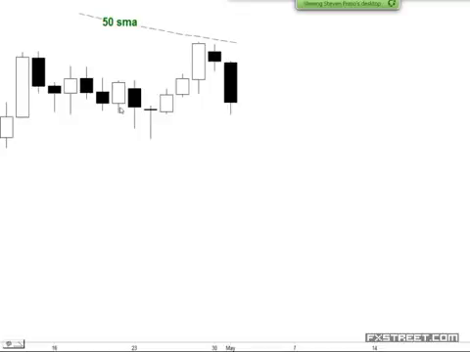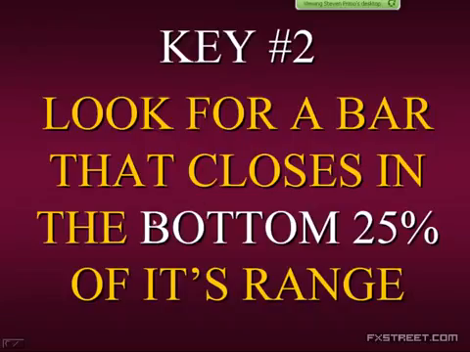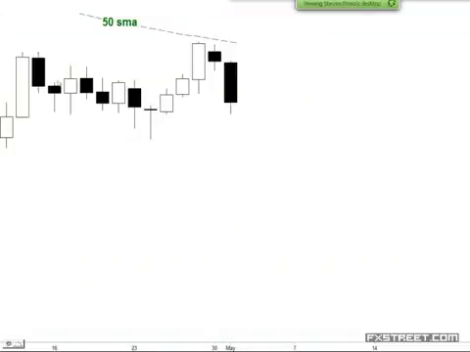Okay? Now we're going to look for a bar that closes in the bottom 25% of its range. So we look at these bars here, and these bars in red all closed in the bottom 25%. Remember, the bottom 25% just means the very top, the high of that day, and the very low, the low of that day, and then it's the bottom 25%, the bottom quarter. We have 4 specific clues here that the market is telling us it wanted to go lower.